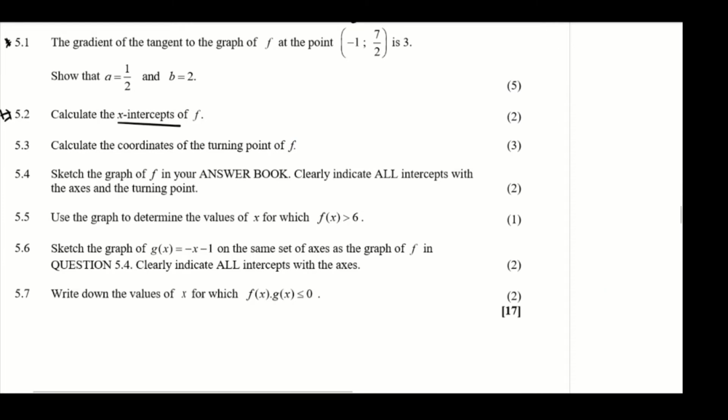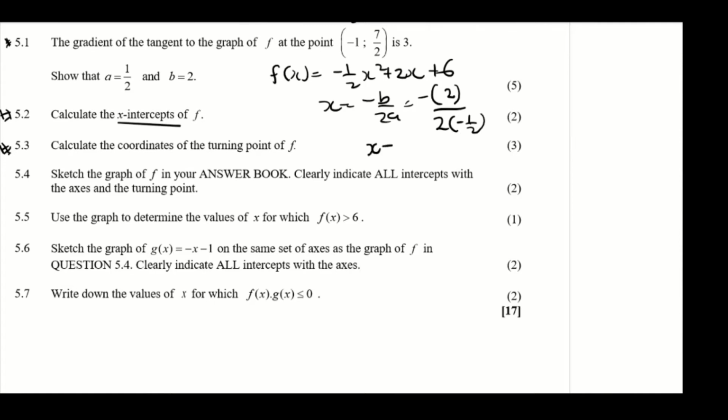So now we want 5.3. Calculate the coordinates of the turning point of f. So now we know f is equal to minus half x squared plus 2x plus 6. To find the turning point, we're going to say x is equal to minus b over 2a, of which minus our b is equal to 2 over 2, our a is equal to half. So our x value of the turning point is going to be equal to 2.